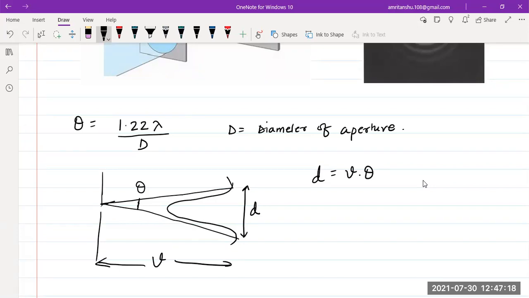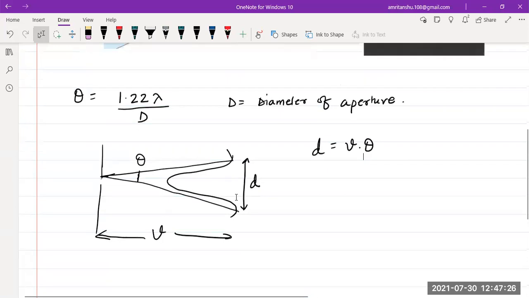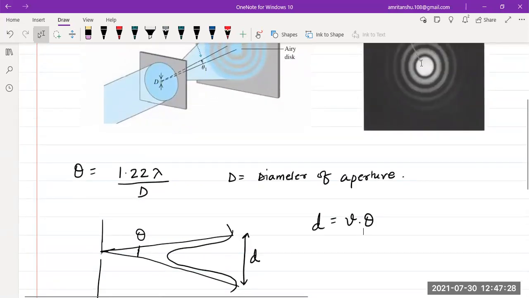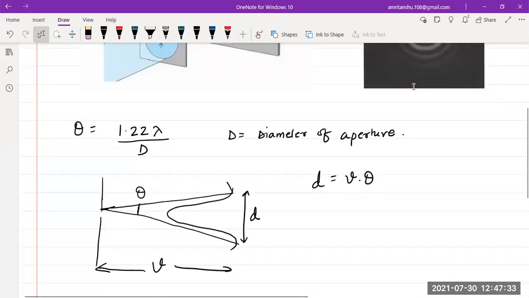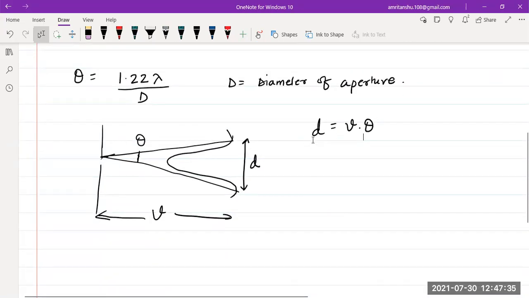This was from a single circular aperture. If you see it from the side view, it would give you an impression like this, and this is the diameter of the central disk, correct? This diameter can always be calculated using d equals v into theta, from the very definition of theta itself. Here v is the separation of the screen from the circular aperture, and theta we've already calculated as 1.22 lambda by d.